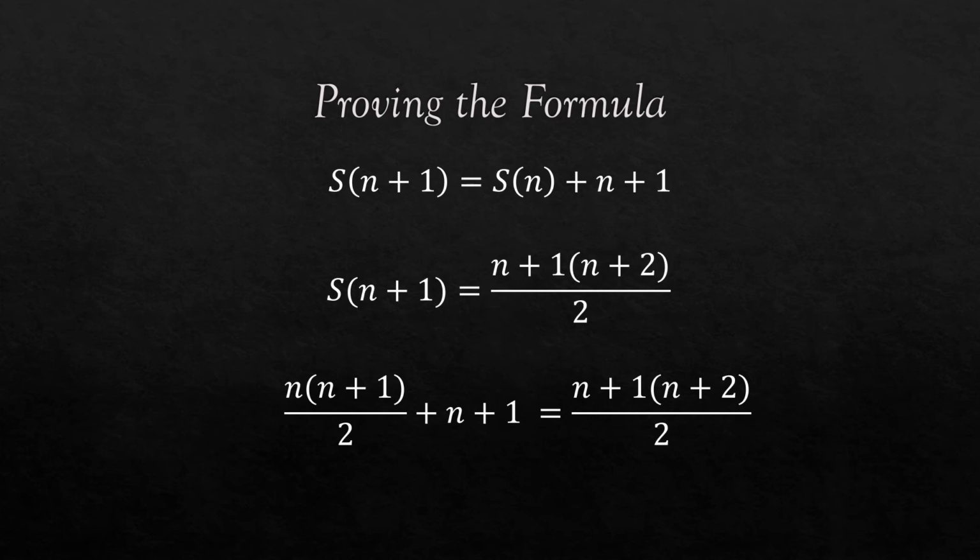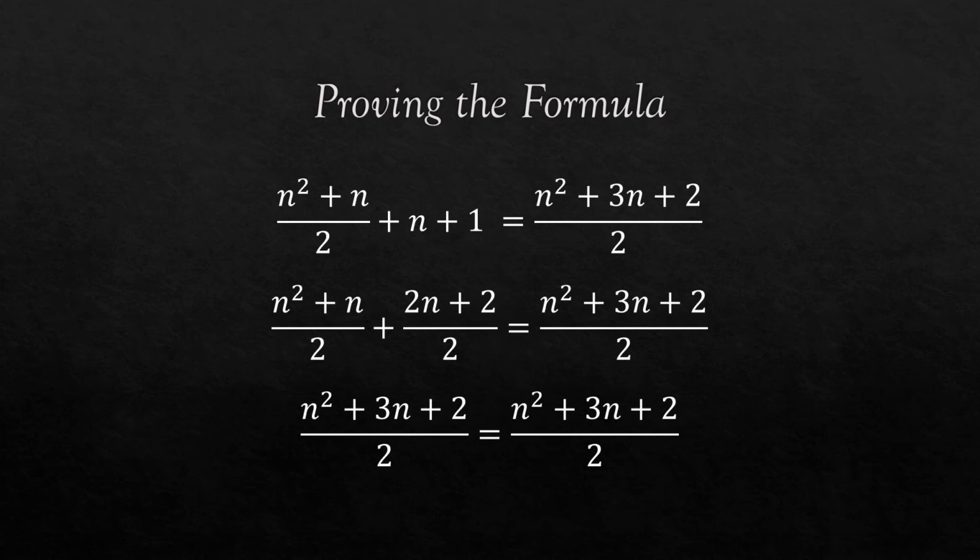To show that if this formula works for n, it works for n plus 1, we can compare the sum of all numbers up to n to the sum of all numbers up to n plus 1. The sum of all numbers up to n plus 1 will just be the sum of all numbers up to n plus n plus 1. In terms of our formula, this means that n times n plus 1 over 2 plus n plus 1 equals n plus 1 times n plus 2 over 2.